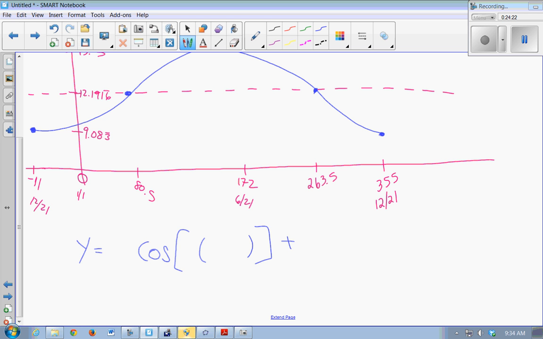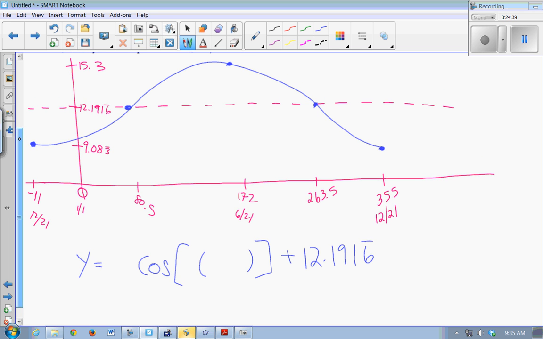What is the midline? 12.1916. You could use a fraction if you wanted. All right, and then the amplitude. You can just tell me how to get it if you can't do the math.